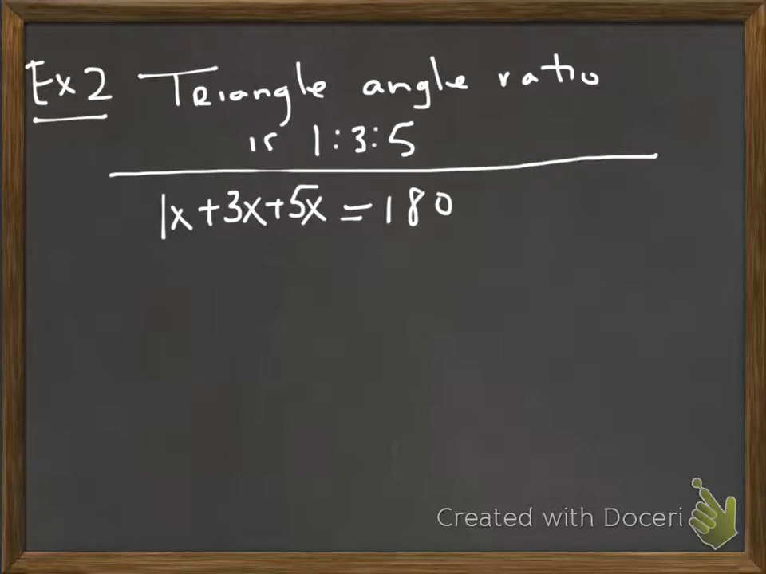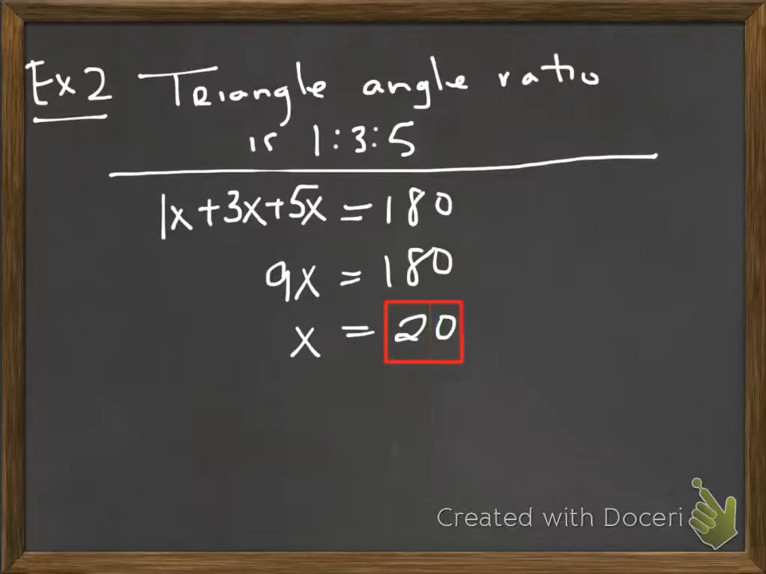To get the x value. So if I wanted to figure it out, I could simply do 9x is equal to 180, and we know that x is now equal to 20. So our x factor, or that factor that we changed, is 20.